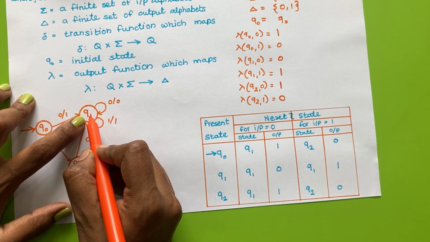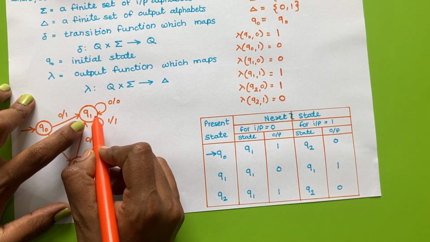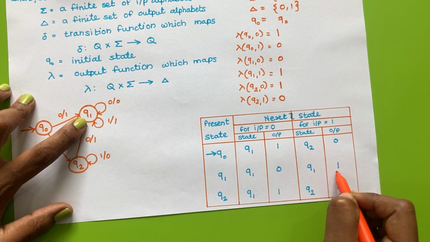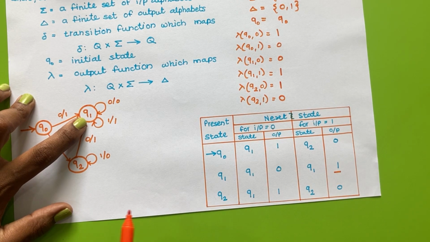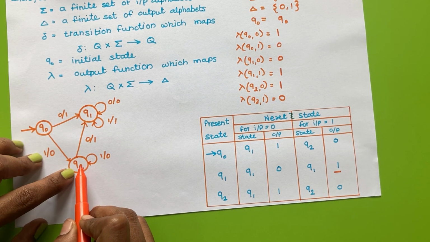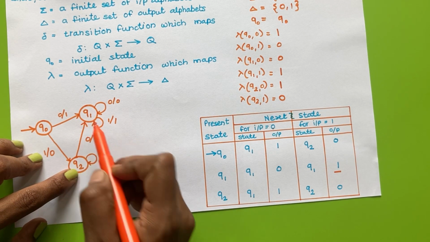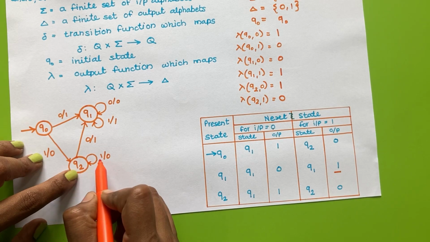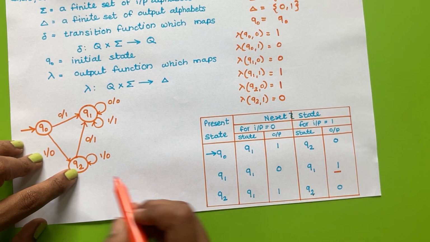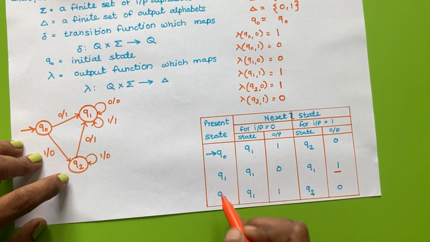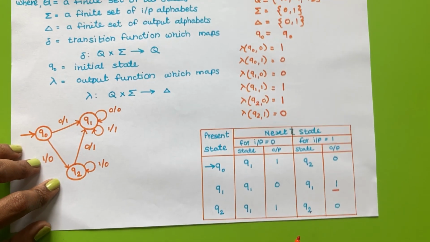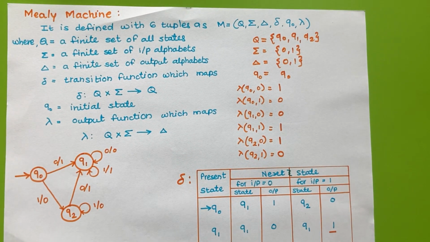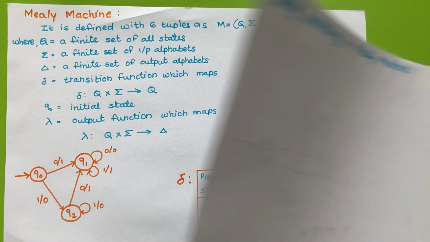Again for Q1 1, the output state is Q1 and the output symbol is 1. For Q2 0, the output state is Q1 and the output symbol is 1. And for Q2 1, the output state is Q2 and the output symbol is 0. This completes the transition table for the Mealy machine. That means this is the delta for the given machine. Now we'll see how the strings get processed in the case of a Mealy machine.